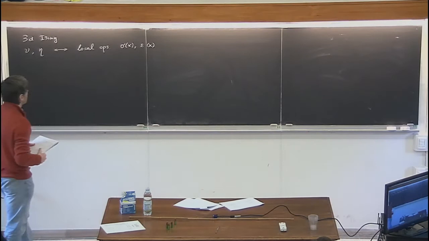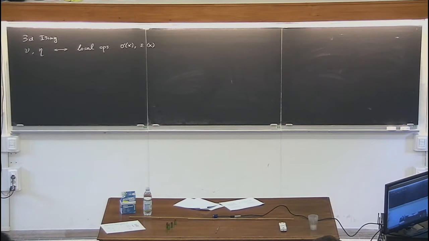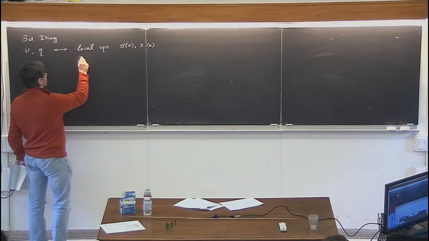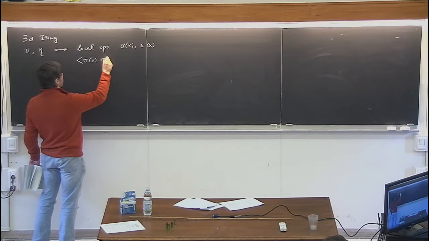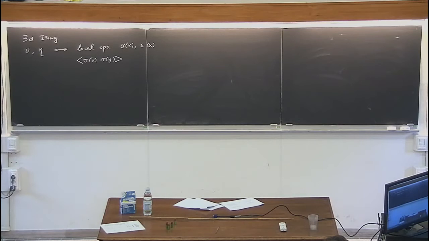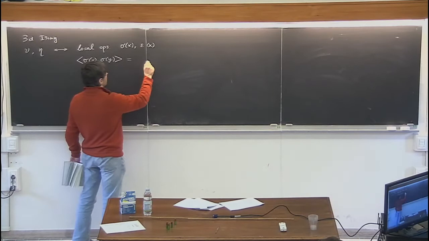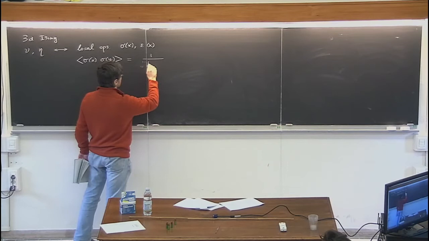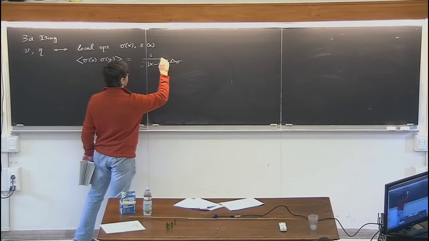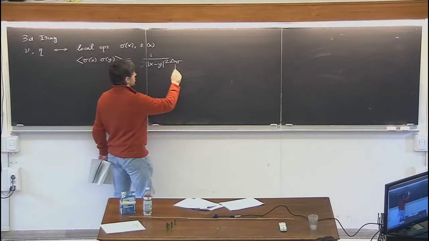By local operators, I mean that one can measure correlation functions of these operators. In particular, if you look at their two-point correlation functions, for example, the two-point correlation function of sigma of x, sigma of y, then at the critical point, I'm only going to consider the critical point in the lectures, this is going to go as 1 over x minus y to the power 2 delta sigma. And this allows me to introduce this number delta sigma, which is called the scaling dimension.